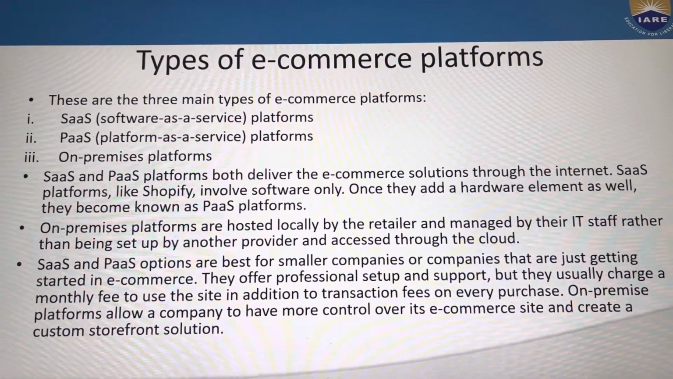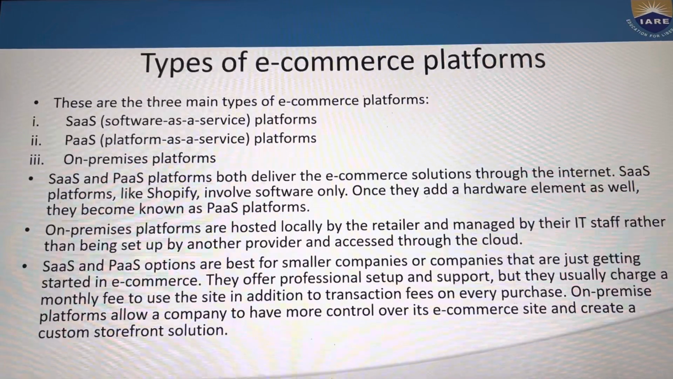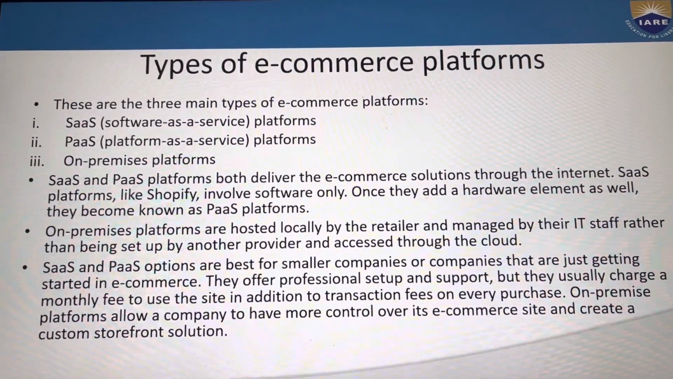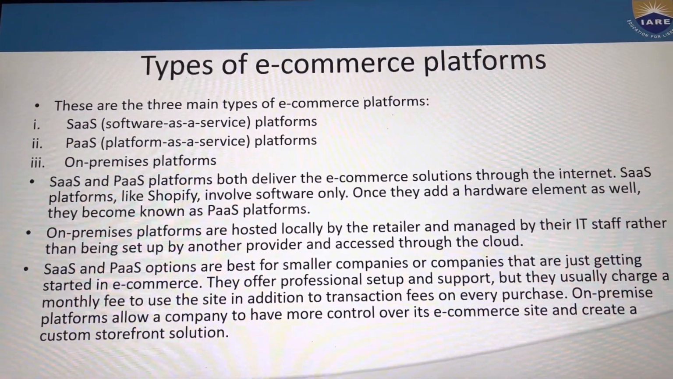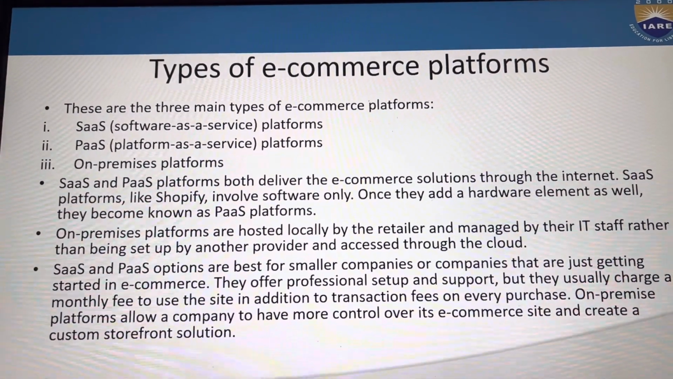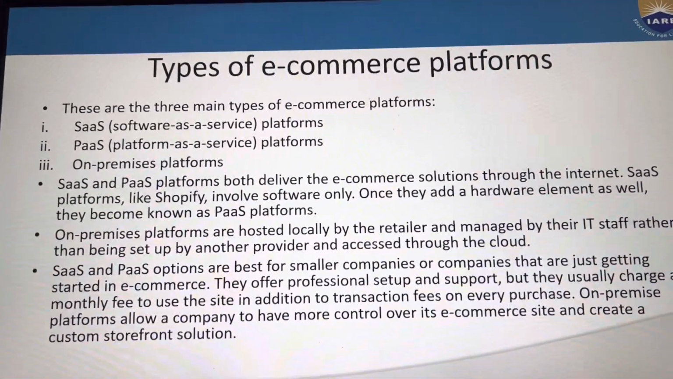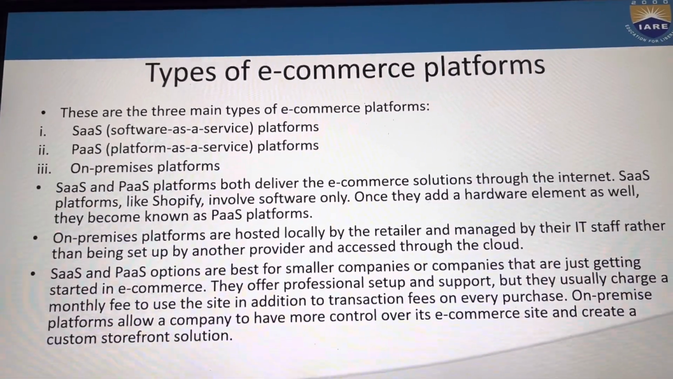Types of e-commerce platforms. These are the three main types of e-commerce platforms: SaaS, PaaS, on-premises platforms. SaaS platform means software as a service. PaaS platform means platform as a service.